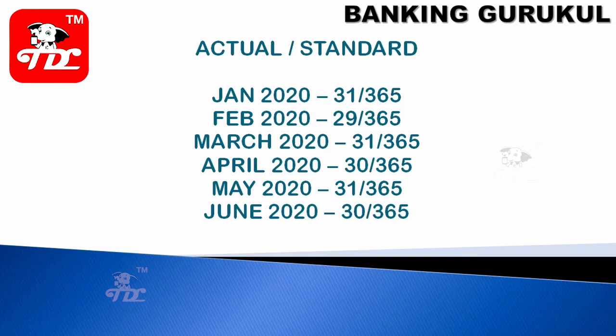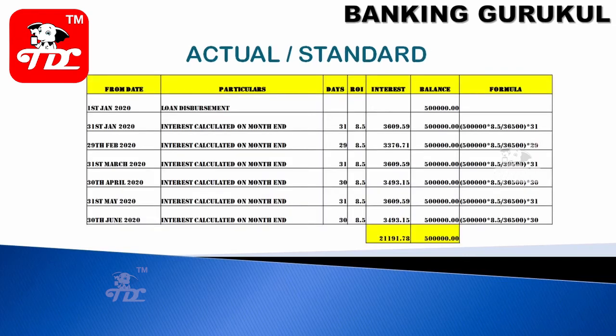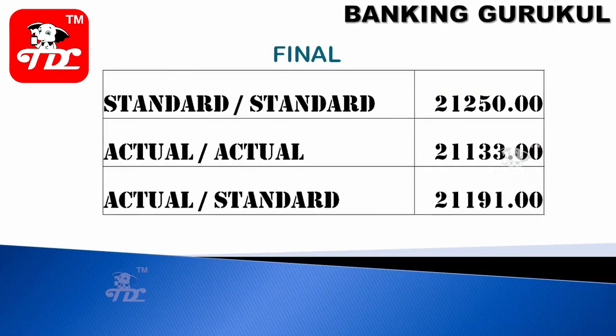Now I calculate interest based on the 365 days. Previously it was a leap year, and I had taken 366 days, but actual by standard means 365 days. Now you see the calculation. Same 5 lakhs, but the calculation method is different, and you got 21,191 rupees.